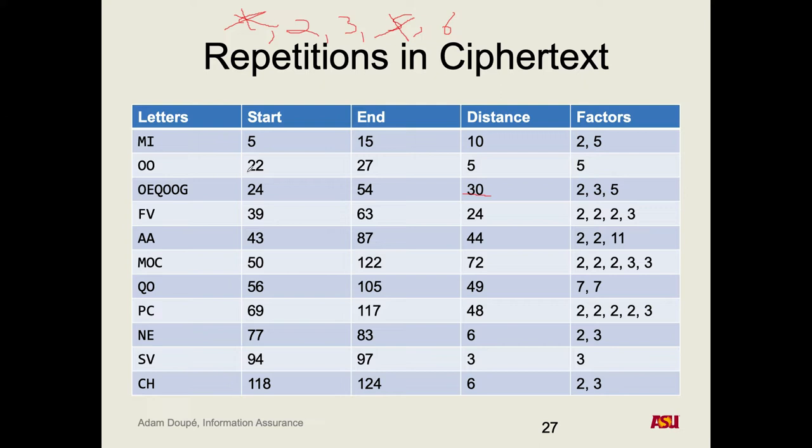Does it matter that OO has 5 and then the longer one, OO is a substring of it and contains 5? Does that tell us anything? I think the answer is no, because that's a different repetition. It starts at 22, which is actually before this, and goes to, and the next repetition is at 27. We wouldn't use a subset of the same one because that doesn't give you more information. Yeah. I just want to make sure I'm following correctly.